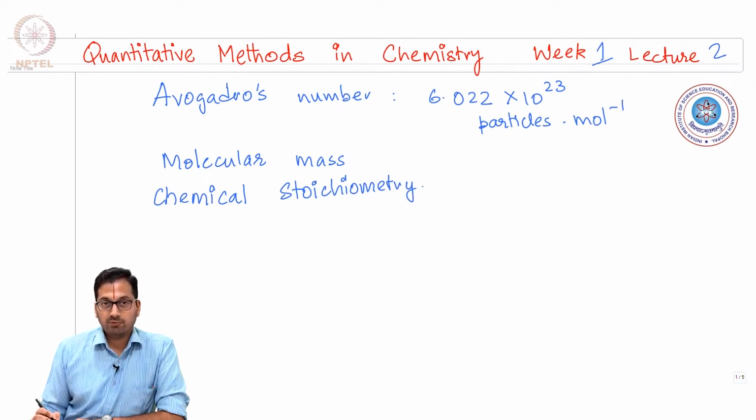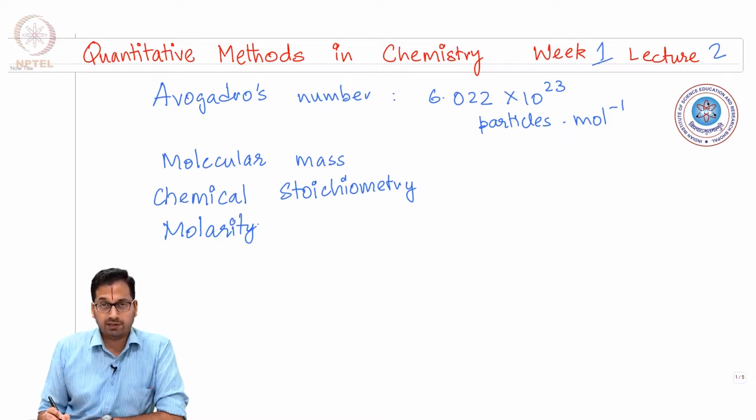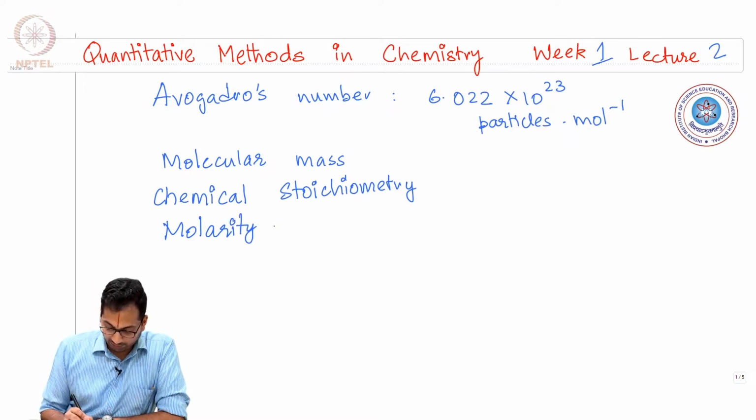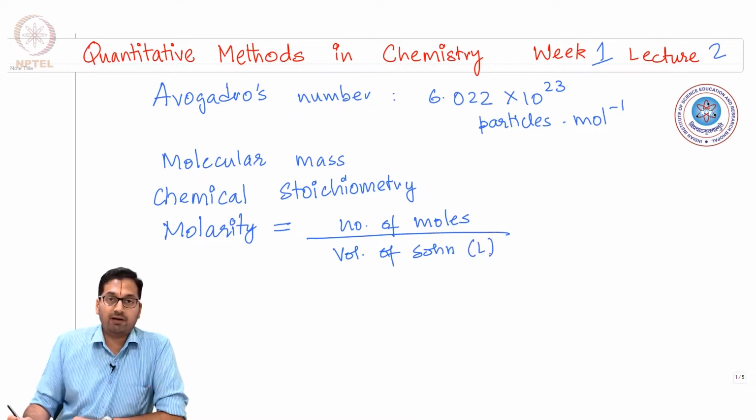Having defined chemical stoichiometry, we understood what is the limiting reagent and how to determine stoichiometry of different reactants that engage in a chemical reaction. We finished off the lecture by defining the concentration term called molarity. How did we define molarity? Molarity is defined as the number of moles divided by volume of solution in liters.